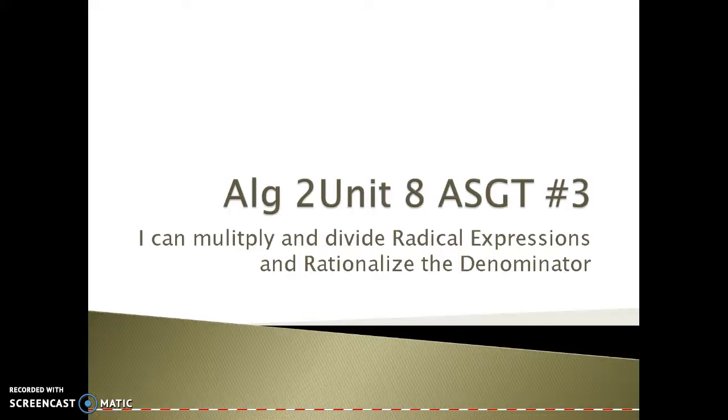So in assignment number 2, we simplified radical expressions. And in this assignment, assignment number 3, we're going to be multiplying and dividing radical expressions and then simplifying. We're also going to be rationalizing the denominator in several different ways. And so let's go ahead and get started with this and see how we do.